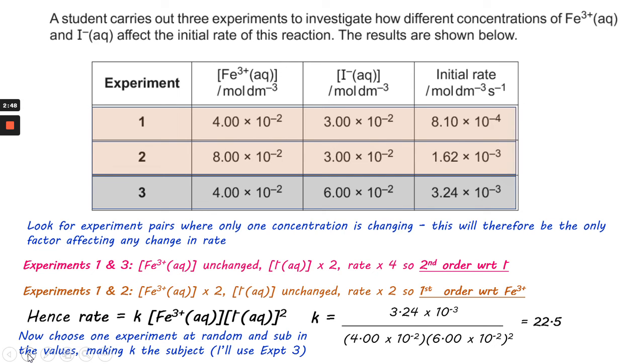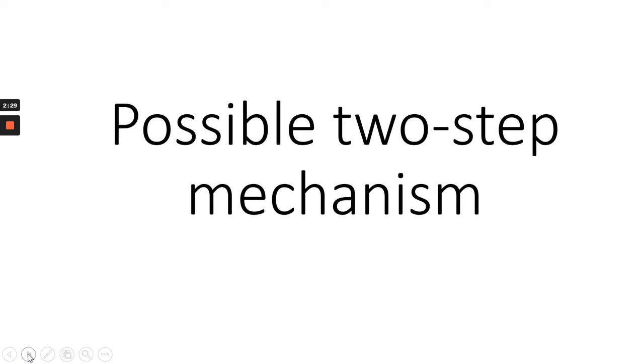Now, not forgetting the units as well: mol dm^-3 s^-1 for the rate, and each individual concentration term carries mol dm^-3, so 3 of them will multiply to make mol^3 dm^-9. Cancelling through will give you mol^-2 dm^6 s^-1.